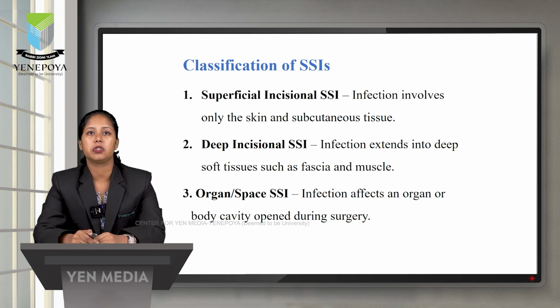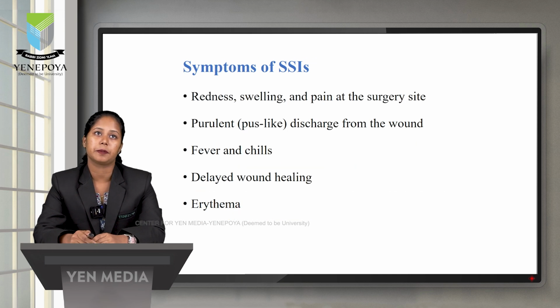The second one is deep incisional SSI. As the name itself suggests, it is deep. It will extend into the deep soft tissues such as fascia and muscle. And the third one is organ or space SSI. The infection affects an organ or body cavity opened during the surgery. So these are the three different classifications of SSI.